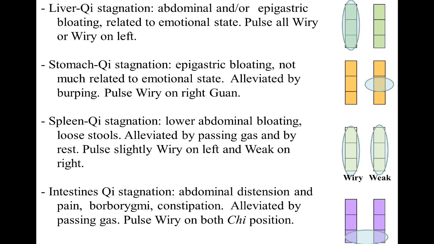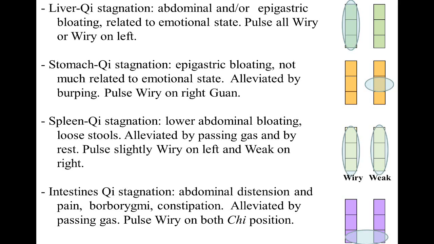In stomach qi stagnation, the pulse will be wiry on the right guan position. In spleen qi stagnation, the pulse will be wiry on the left and weak on the right. And finally, in stagnation of qi in the intestines, which is actually incredibly common, especially in lower burner problems, the pulse is wiry on both qi positions. The qi position is the third position, as you can see in those diagrams. And I'd like to draw your attention to this type of pulse because it's very common.